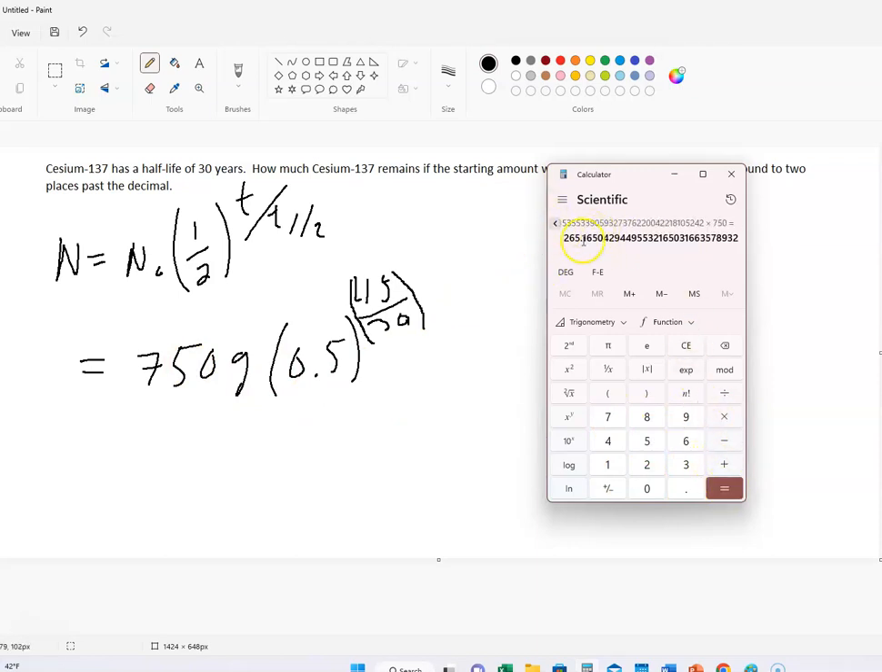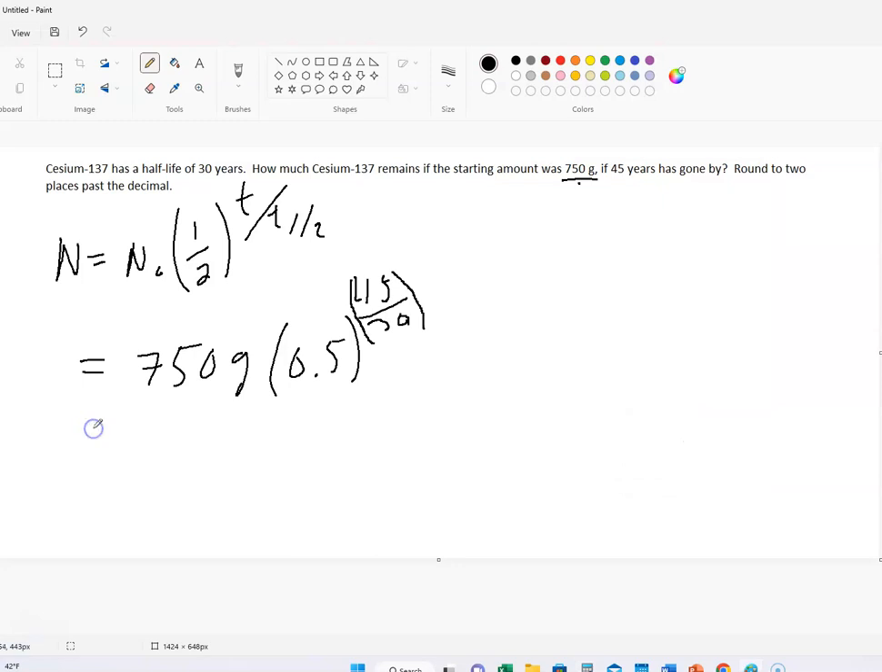And so that's the amount, all right? So we started with 750. We're going to round it to 2 places past the decimal. So it's 265.17, right? Because the third digit, since we're rounding to 2 digits past the decimal, the third digit is 5 or greater.